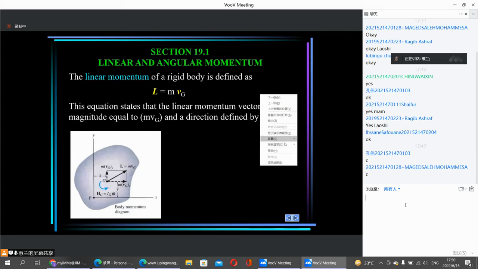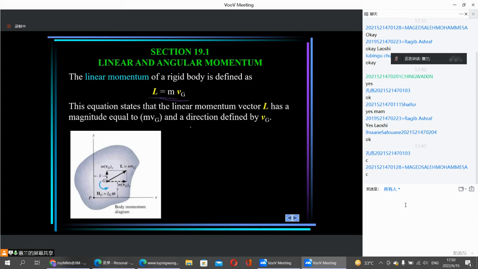So here the linear momentum is m vG. This is for a rigid body. Its velocity of the mass center is this way, so we can decompose it into x component and y component, and we can calculate the linear momentum. Again, the linear momentum is a vector, so we can use its x component and y component, okay?